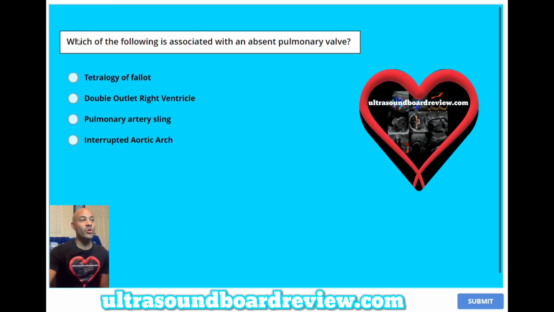Question 117. Which of the following is associated with an absent pulmonary valve? A, tetralogy of Fallot. B, double outlet right ventricle. C, pulmonary artery sling. Or D, interrupted aortic arch. The answer is A, tetralogy of Fallot.